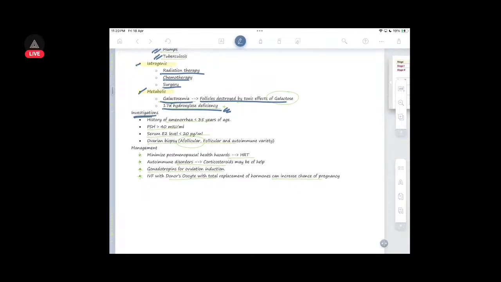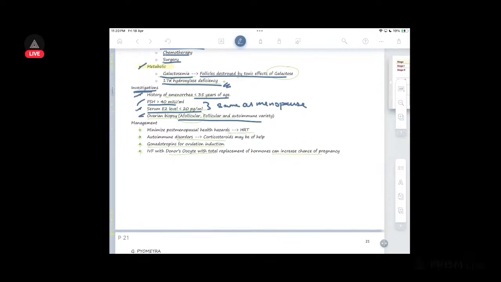Then investigation: history of amenorrhea, less than 35 years old. FSH will be very much increased, similar to menopause levels. Serum estrogen less than 20 picogram, exactly similar to menopause. Same as menopause. Then ovarian biopsy will be there, where you'll find follicular, and autoimmune variety will be there.